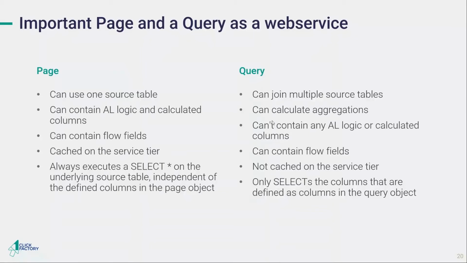Also, it can contain flow fields. Actually, both methods can contain them. It's not cached on the service tier, and another quite important thing is that queries actually select only the columns that were meant to be exposed, and that helps with performance at any time. So probably anytime you need to expose something, you will go the query way, except maybe when you need some logic behind and you will make some calculations.